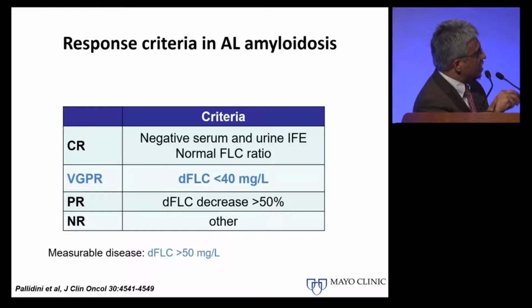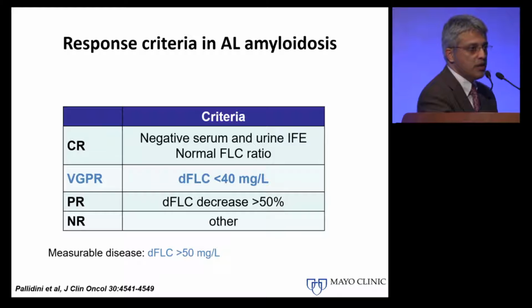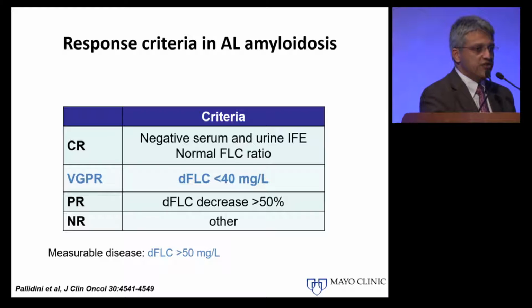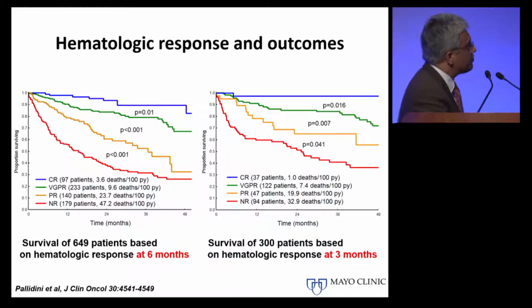What we are targeting is a very good partial response or better in these patients. Very good partial response means a dFLC, or the difference between the involved and the uninvolved free light chain, is less than 40 milligrams per liter or 4 milligrams per deciliter, depending upon which units your laboratory uses. Ideally, we want to get these patients to a complete response, which means the free light chain ratio is normal, so there is no excess abnormal free light chain.